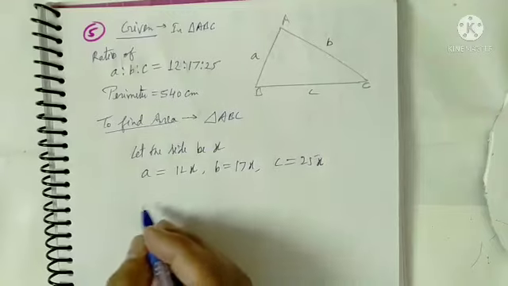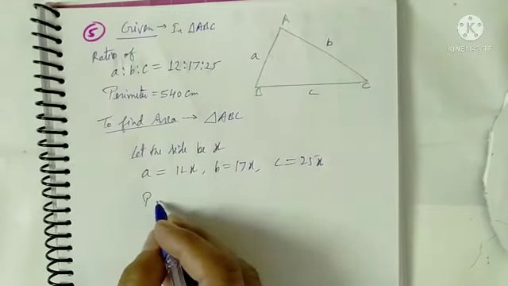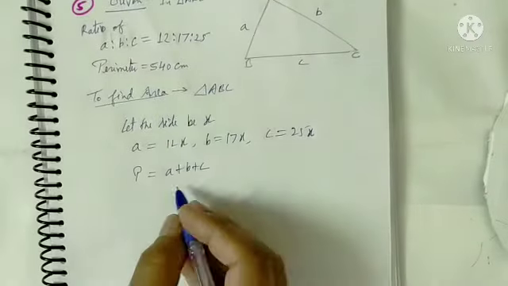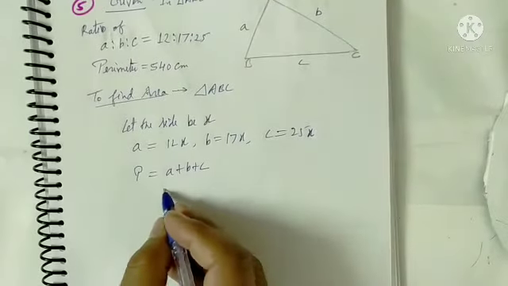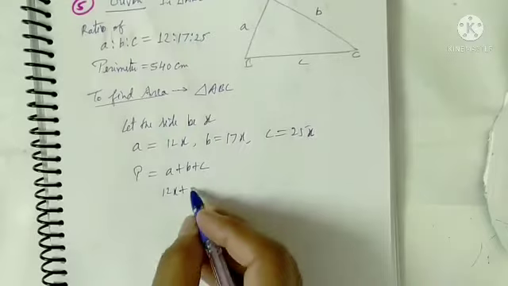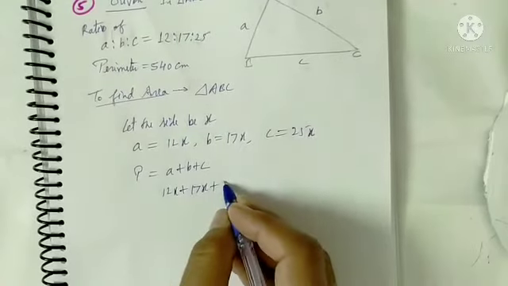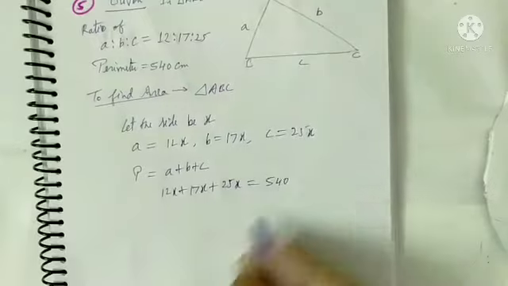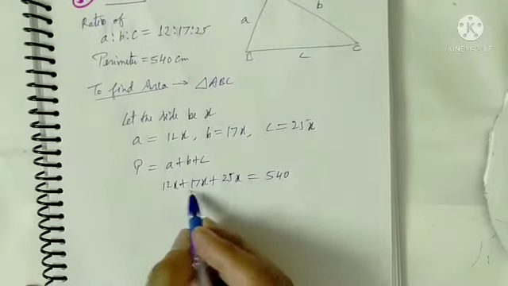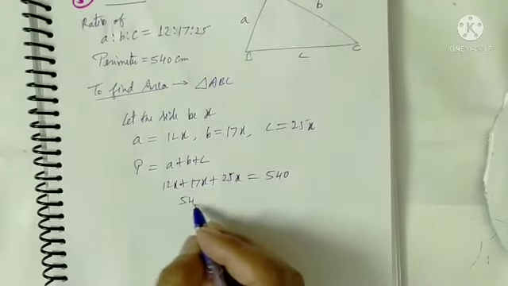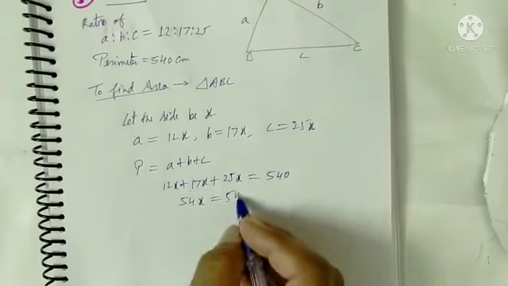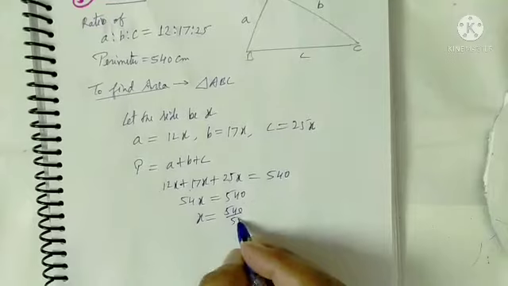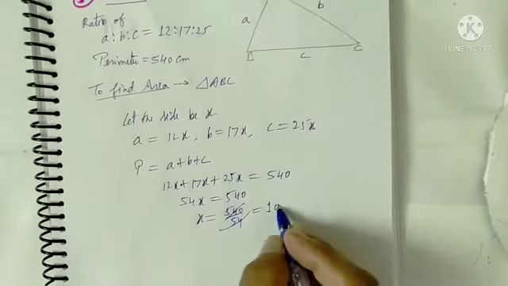Now simply you can do here, perimeter is equal to a plus b plus c. Formula for perimeter. So what is a we have let here? 12x plus b is 17x plus c is 25x is equal to the perimeter, which is given as 540. If you add 12 plus 17 plus 25, what you get here? 54x is equal to 540. It means x is equal to 540 upon 54. It will be 10.